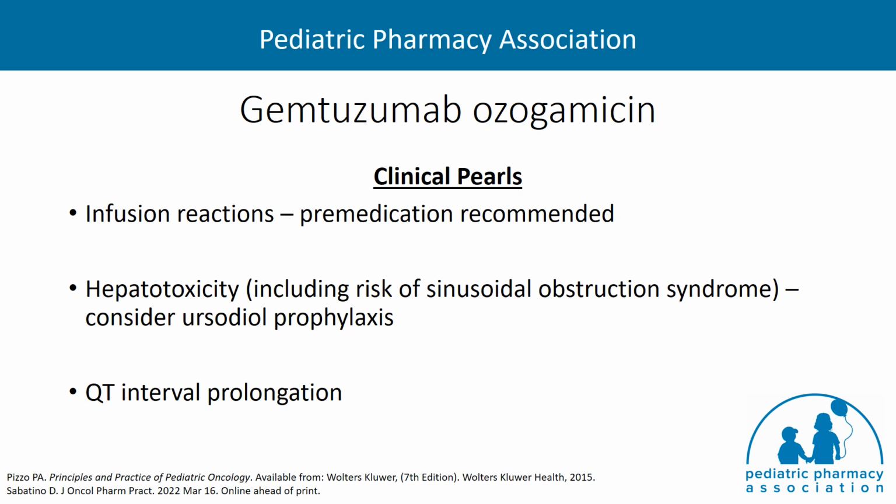Additionally, hepatotoxicity, including the risk of sinusoidal obstruction syndrome, is a significant risk associated with this agent. As a result, it is recommended to consider ursodiol prophylaxis as a method to try to decrease the risk of more long-term hepatotoxicity, especially in transplant patient populations or patients expecting to proceed to transplant, which would be a majority of our AML patients who are receiving this agent. Lastly, it is also associated with QTc prolongation.